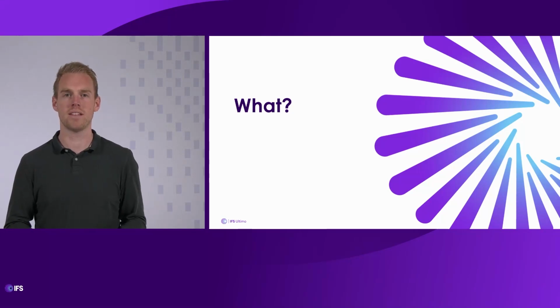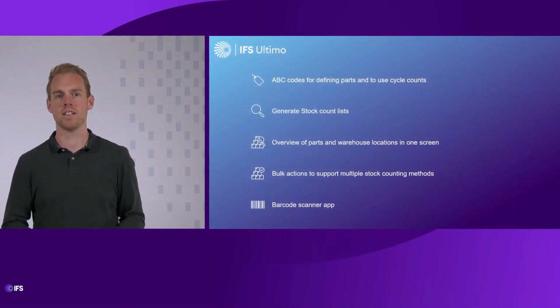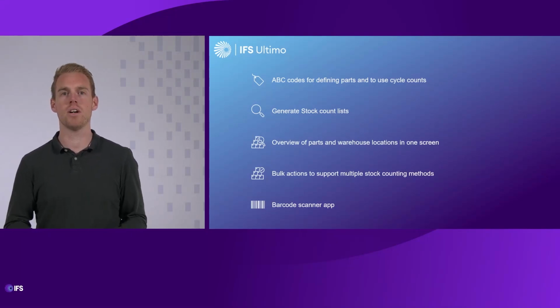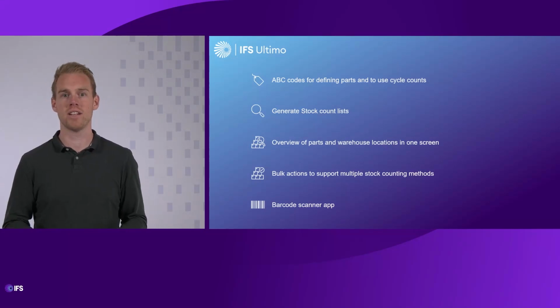So now I'm going to explain what the functionality consists of. What is the functionality of stock count? The first feature for stock count is that we have implemented the ABC code. The ABC codes are required for defining parts, but also to use cycle count, and I will come back to that later. With the new functionality, you can now generate stock count lists based on some search criteria, for example on the ABC code.